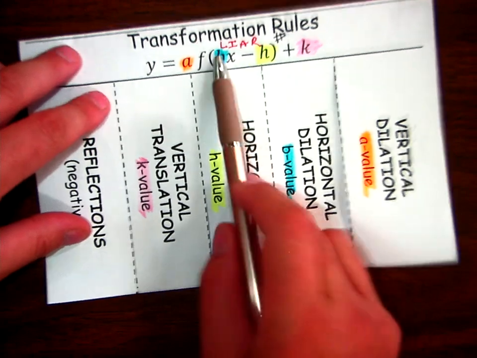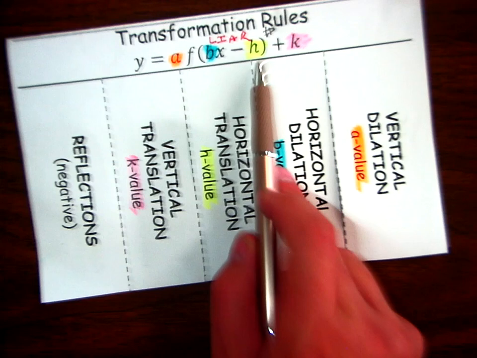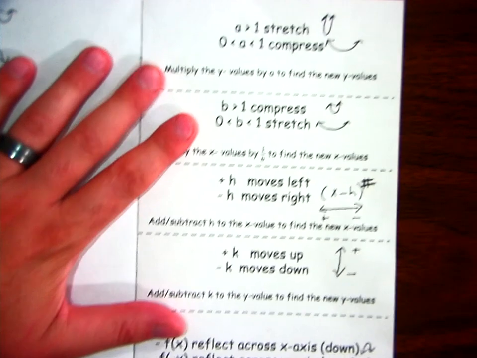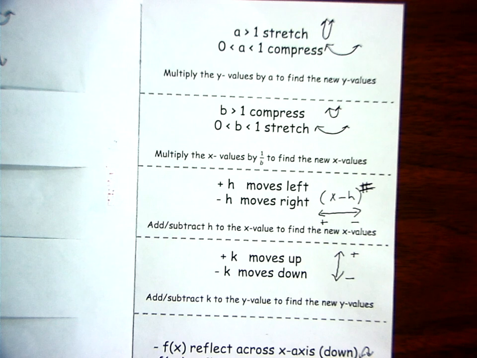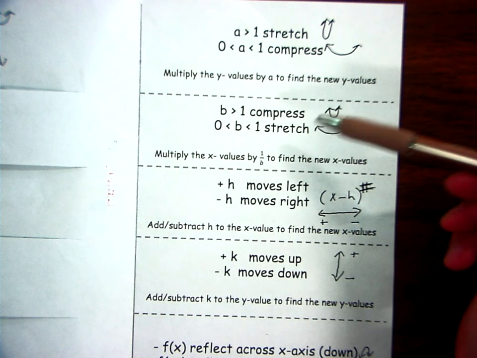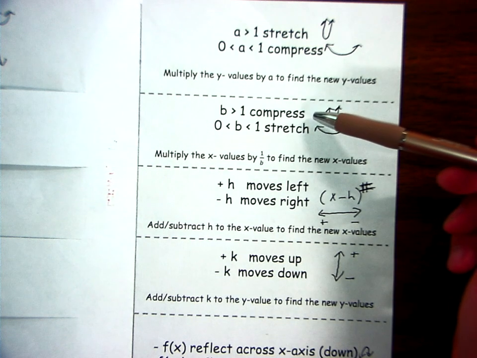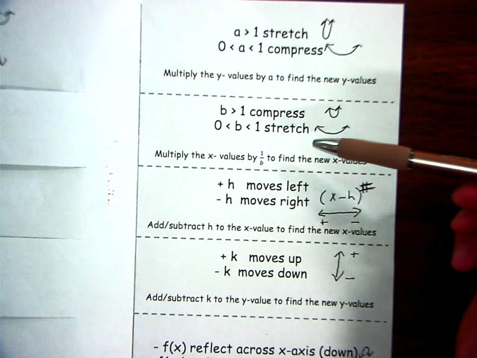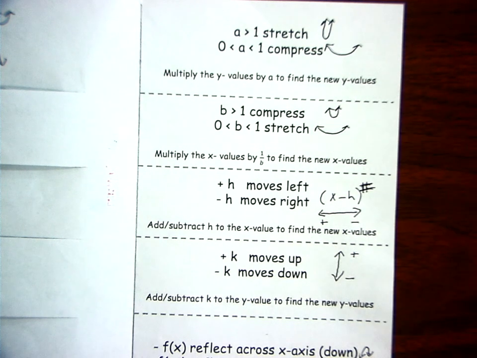All right, if we go back to the front, the B term is in parentheses. Anything in parentheses controls left to right. So anything in parentheses is left to right. So if I take my parabola and I push it in, it's going to be narrower if I push it in from the sides. So a vertical stretch and a horizontal compression are the same thing. So therefore, a vertical compression and a horizontal stretch are the same thing.